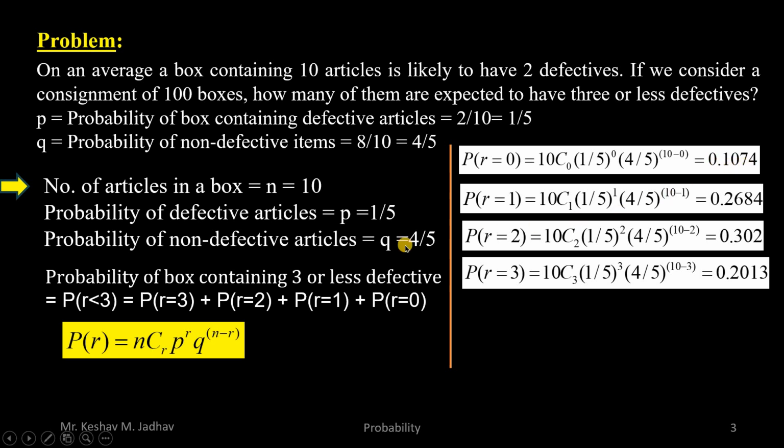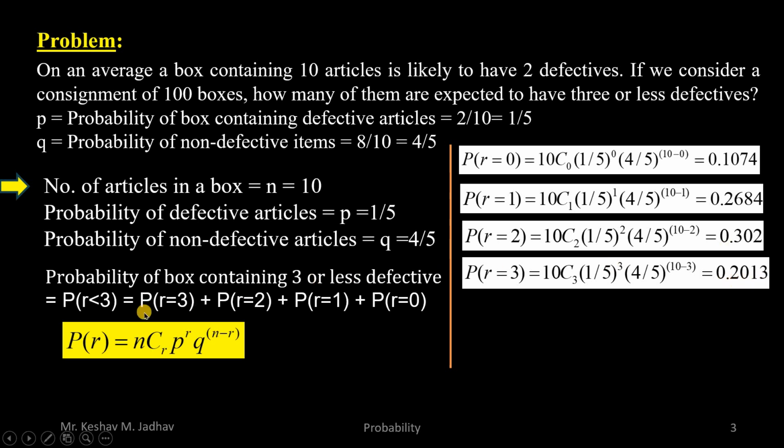0.1074. Similarly, if we put r is equal to 1, then we get 10C1 into 1 by 5 raised to 1 into 4 by 5 raised to 10 minus 1, and if we calculate this, we get 0.2684. Then for r is equal to 2, we get 10C2 into 1 by 5 raised to 2 into 4 by 5 raised to 10 minus 2, which is equal to 0.302. Then if we put r is equal to 3, we can write 10C3 into 1 by 5 raised to 3 into 4 by 5 raised to 10 minus 3, which is equal to 0.2013.